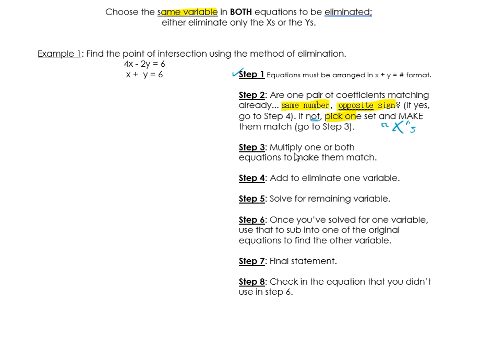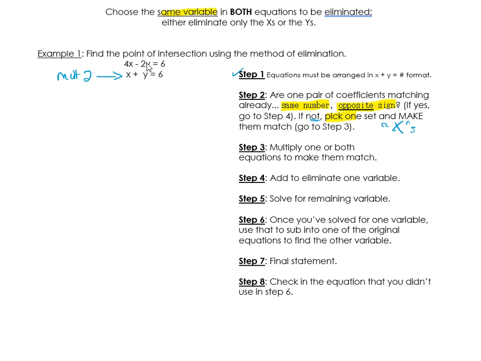Step 3, multiply one or both equations to make them match. Remember this one has, so now it's a -2 and this one's a +1 in front of the y's. I want them both to be 2's, one positive and one negative. So all I need to do is take this equation right here, the second equation, and multiply everything in that equation by 2.